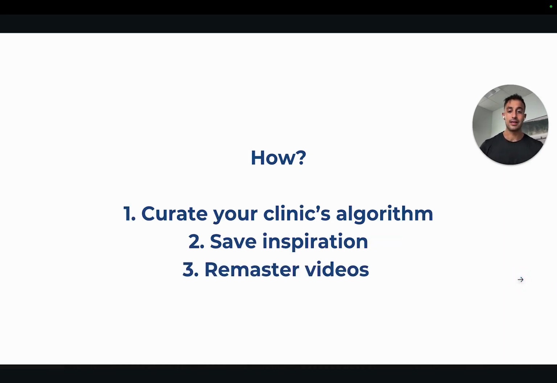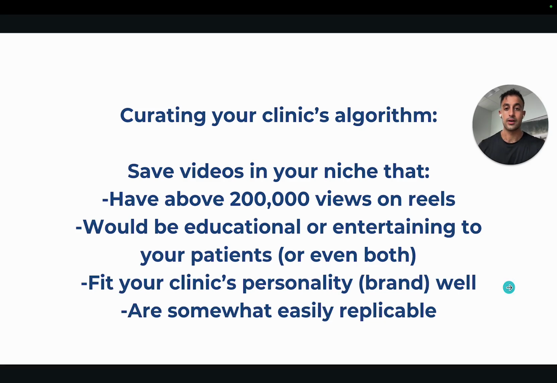So how do we do this generally? How do we create A-star quality content? One, we have to curate our clinic's algorithm so we know what great content looks like and we have a huge batch of ideas that we can use as inspiration. Two, we then got to save that inspiration so we actually have a folder, and that's essentially going to be our content strategy. And three, we then remaster our videos in the best way possible to essentially then create content for a clinic that converts, right?